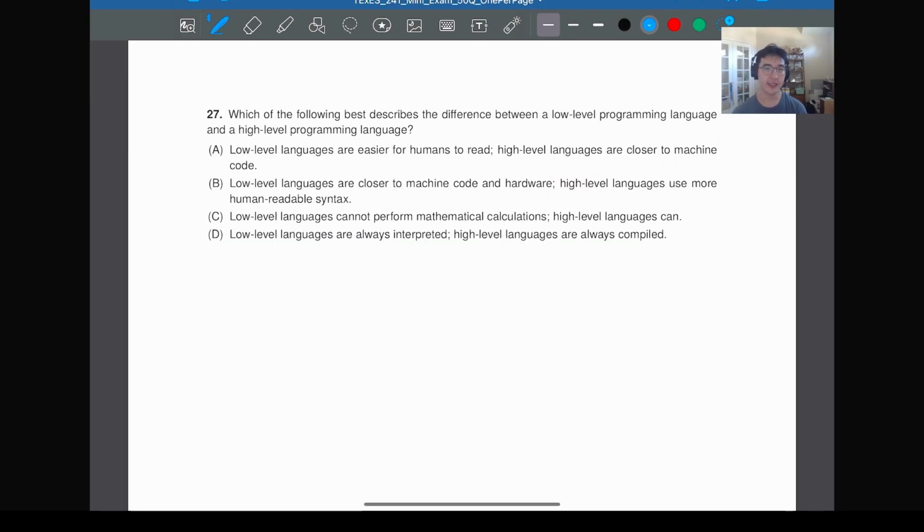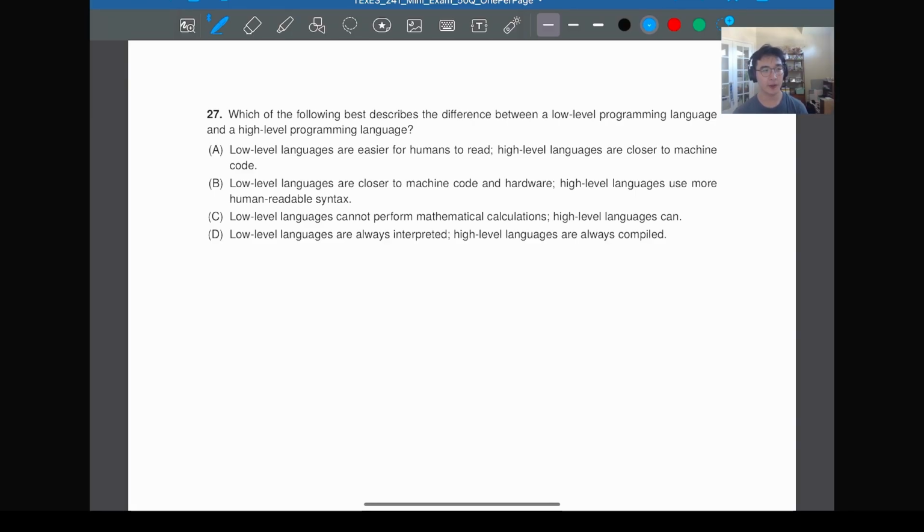All right, question 27. Which of the following best describes the difference between a low-level programming language and a high-level programming language? So it helps to think of examples of high-level programming languages like Java, Python, JavaScript, and low-level programming languages like assembly, machine code. And just by having those examples, we can think through these answers.